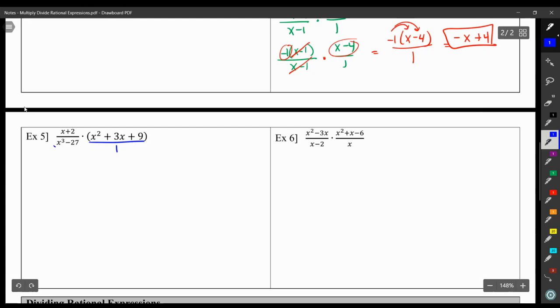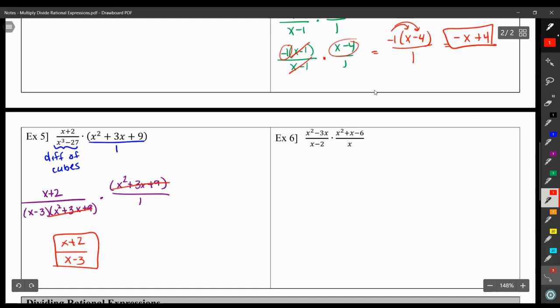Keep in mind, this denominator will actually use difference of cubes. So please remember the rule for difference of cubes. Pause the video and try to factor number 5 and simplify as far as you can. And here's your solution for example 5.